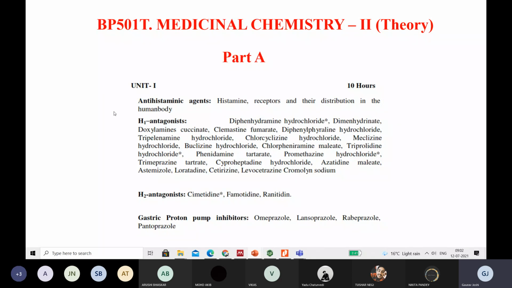So basically there are four types of histaminic receptor: H1, H2, H3 and H4. And in your syllabus you only have two types of receptor, right? You have to learn only about the H1 antagonists and the H2 antagonists. So we'll be discussing these things.